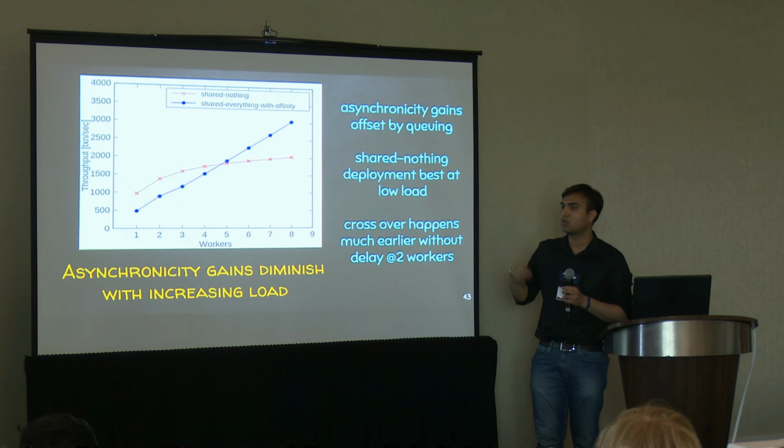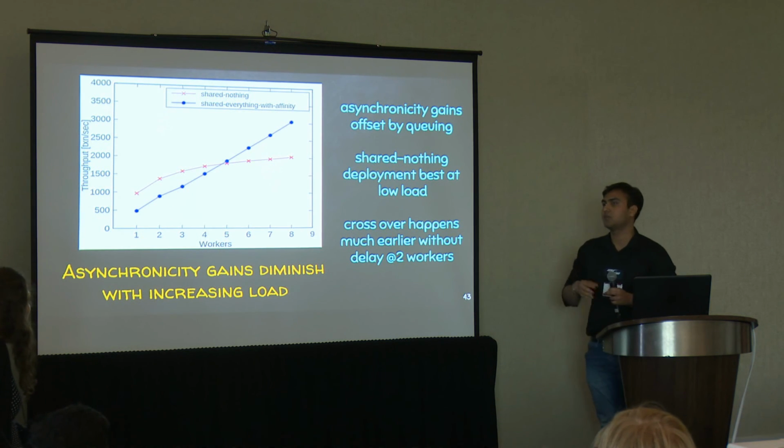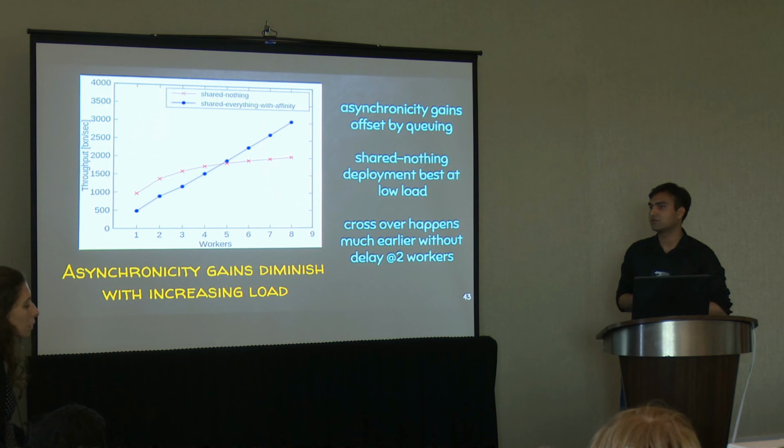Now, as I add more and more workers, I'm increasing concurrency in the system. That puts a pressure on asynchronicity because of queuing, because they need to queue up in the request queues of the machine, and that diminishes the gain. So at some point, the sequential execution actually starts winning over the parallelized execution of the program.